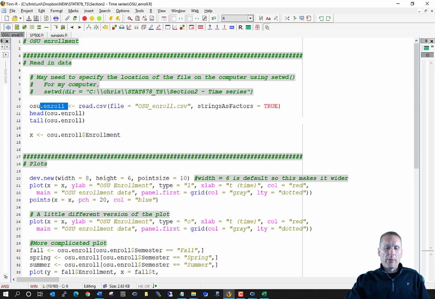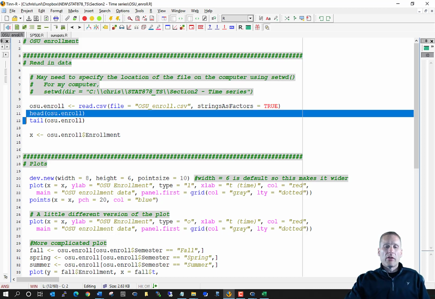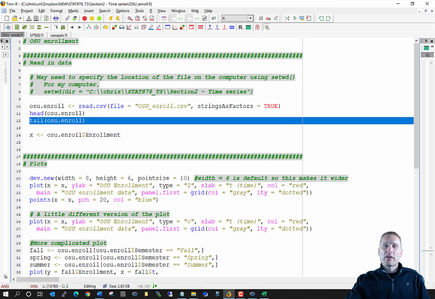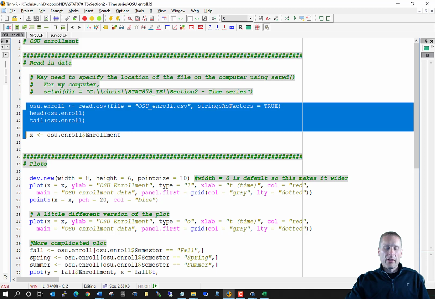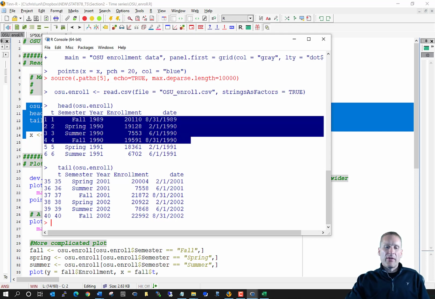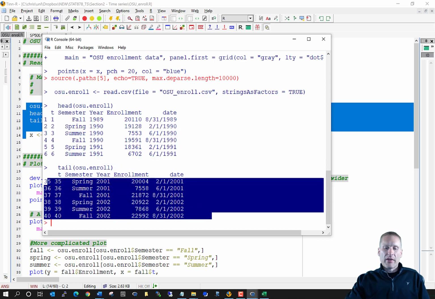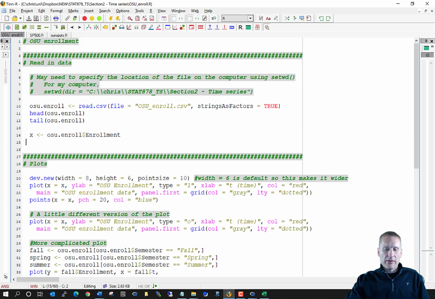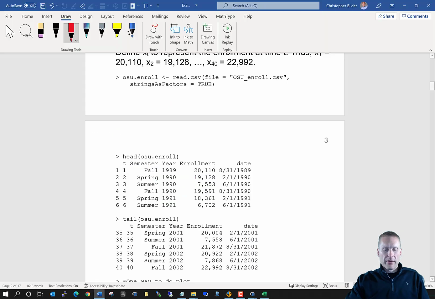Okay, so I'm going to read in the data and put it into an object called osu.enroll so I can save it and work with it. I'm going to use the head function to help me verify that I've read the data in correctly. This is going to print the first 6 observations, and then the tail function is going to print the last 6 observations. So let me go ahead and run that code. And here we go. Indeed, I can go back to my original comma delimited file and see that everything read in correctly. So that's good. Let me pop back over here to Word.